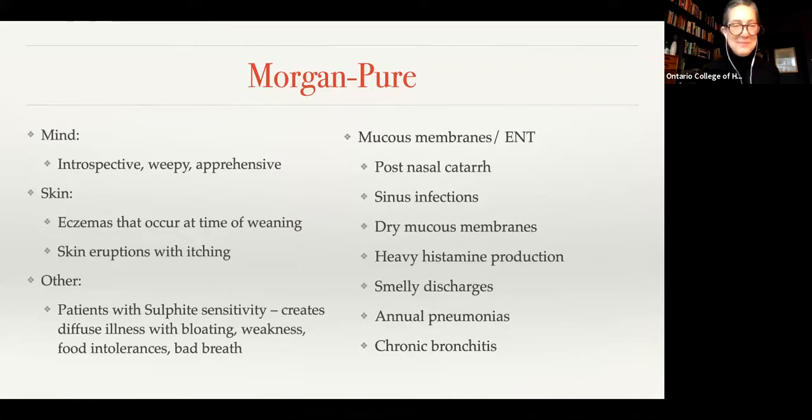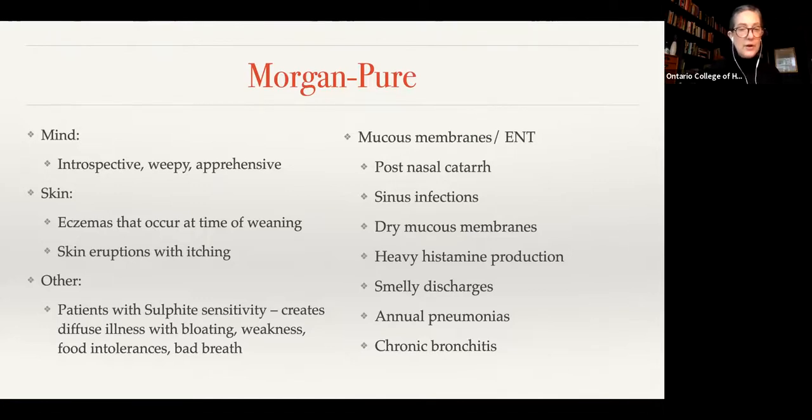The mind symptoms in Morgenpura are that they're introspective, weepy, apprehensive. The skin symptoms, eczemas that occur at the time of weaning, particularly if the weaning is happening early, in skin eruptions with itching is an indication for this remedy.